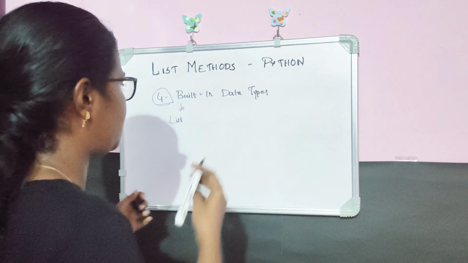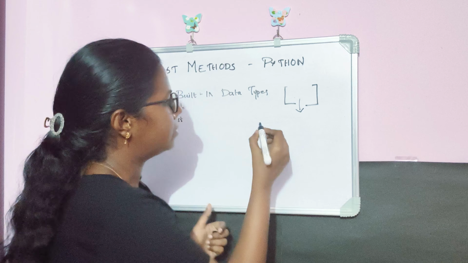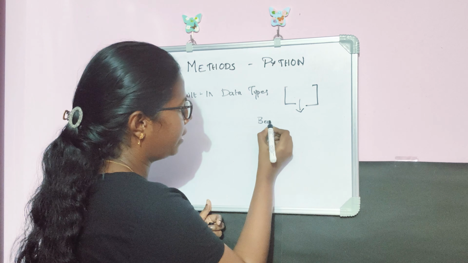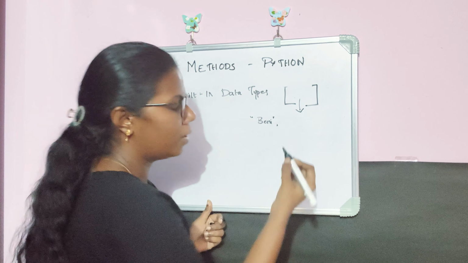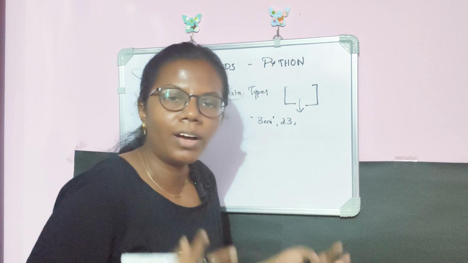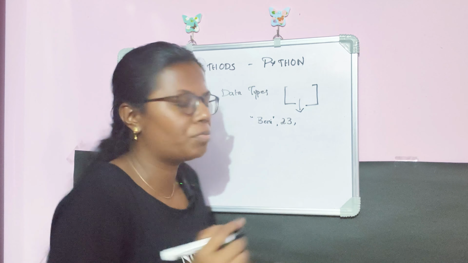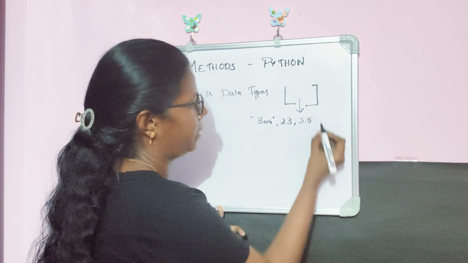Let's try to understand how list is being represented. In Python, we generally represent list inside a square bracket. Inside this, we'll be having list of all values. It might be a string, like I could store my name. Alongside, I could have any number. It might be an integer. Along with, I could store even a float value like 3.5.